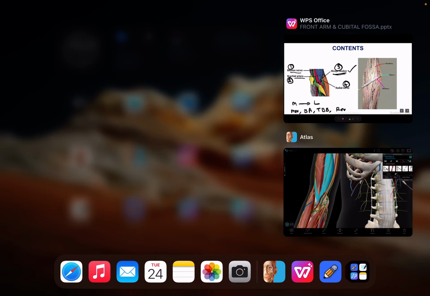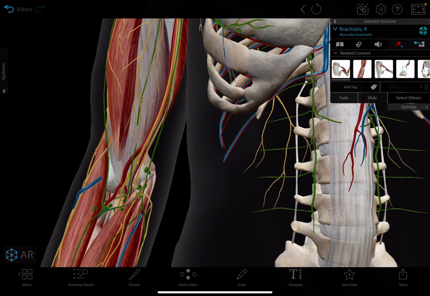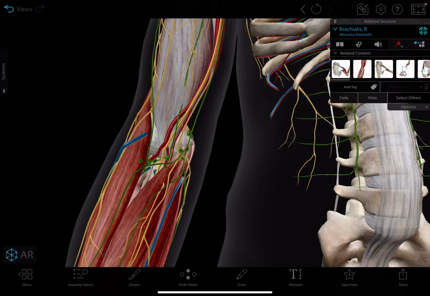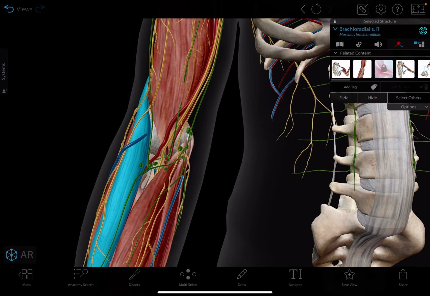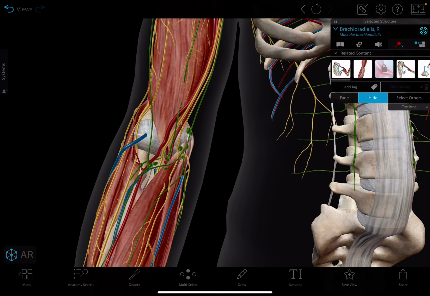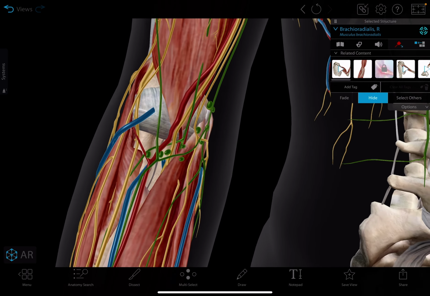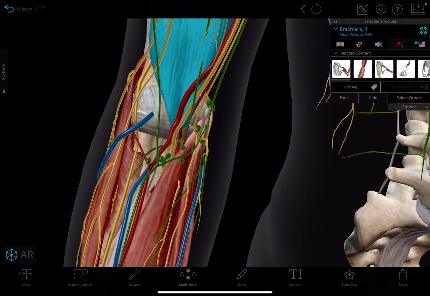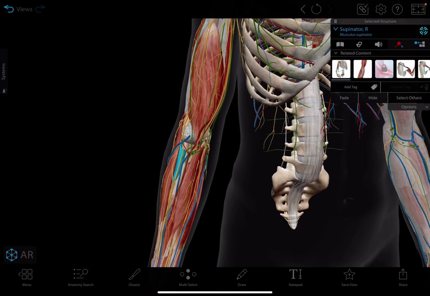Now let us look at the structures in the floor of the cubital fossa. So the floor is formed by, what are the muscles forming the floor? So we have the brachialis muscle. The brachialis muscle forms the upper and the medial part of the floor. Now this is the brachioradialis muscle. I removed the brachioradialis muscle. Now I see the supinator muscle. So this is the supinator. So the brachialis muscle above and medially, the supinator muscle below and laterally. So these two muscles form the floor of the cubital fossa.